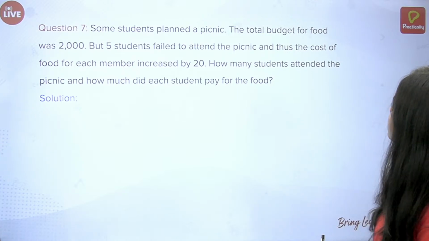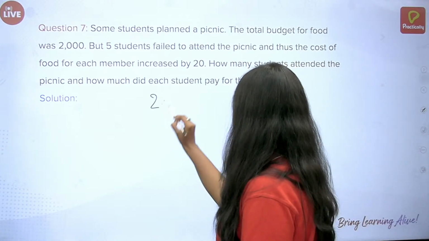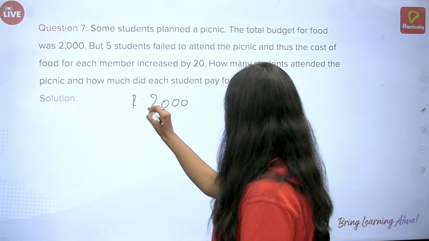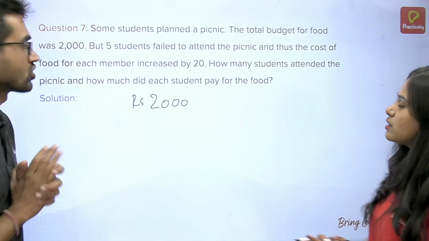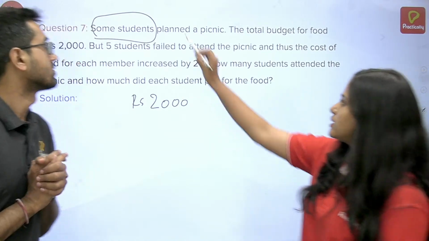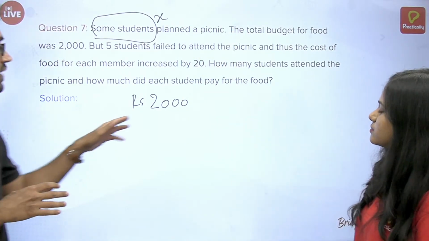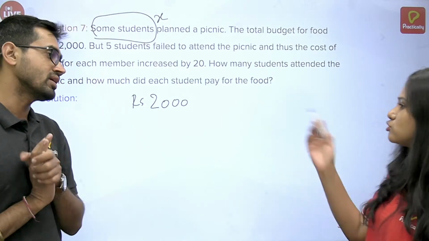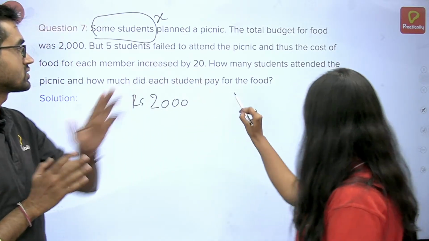The total budget was showing 2000 rupees. So 2000 would have been paid. But what happened? 5 students did not come. So yes, 5 students got away. But there are some students, and we don't know how many students initially. So okay, let us take x students. So x were paying 2000. So how much was each paying? 2000 by x.